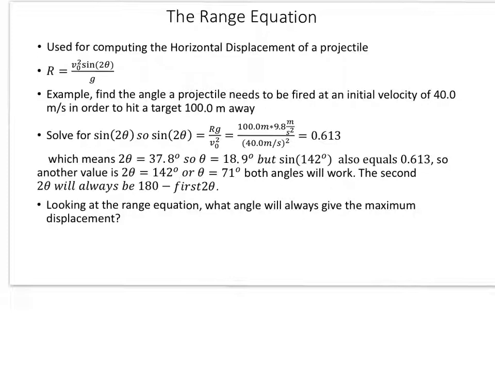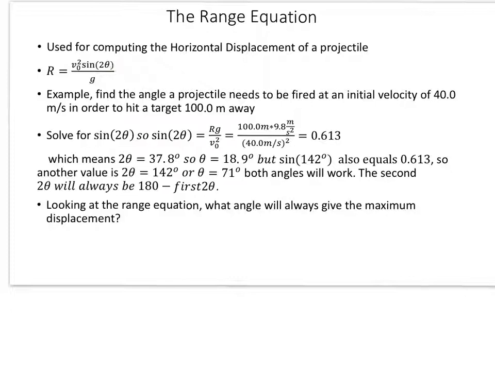All right, now one last thing. You look at that range equation right here. What angle is always going to give you the maximum displacement? I'll give you a second here. You can pause the video if you want. Okay, well, the angle that will always give you the maximum displacement is 45 degrees, because of the sine of 2 theta. When you take the sine of any angle, the biggest number you're ever going to get is 1. And that's when the angle is 90 degrees.